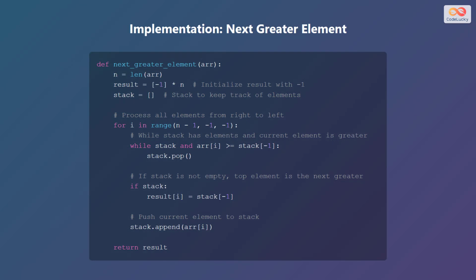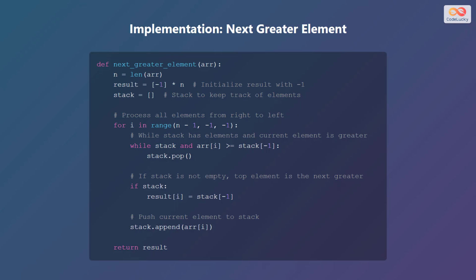Here's the Python implementation for the next greater element problem. First, define a function named next_greater_element that takes an array arr as input. Get the length of the array and store it in n. Initialize a result array with -1 values. Initialize an empty list called stack. Iterate through the array from right to left using a for loop.